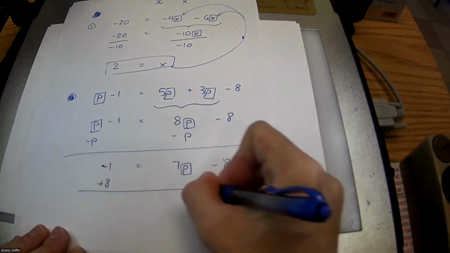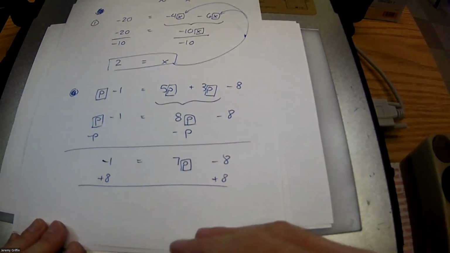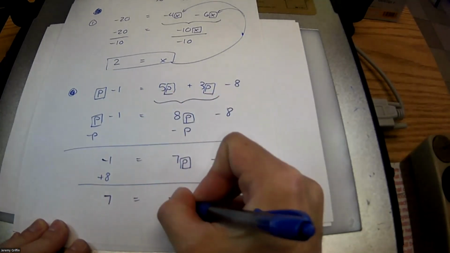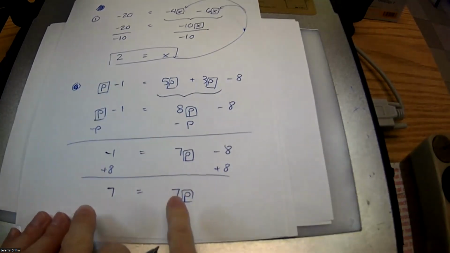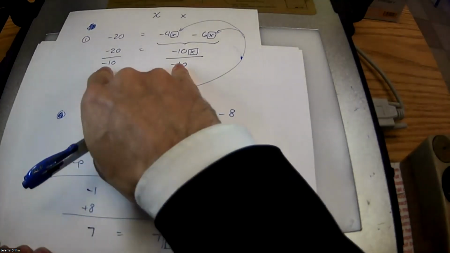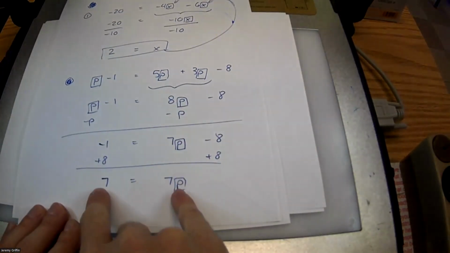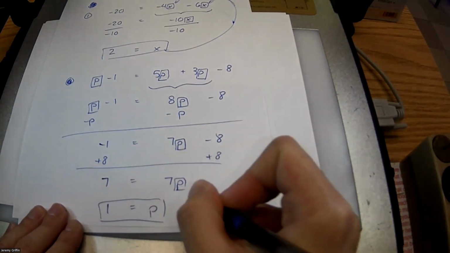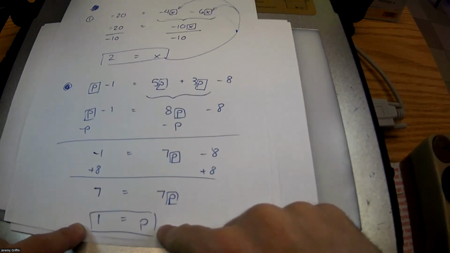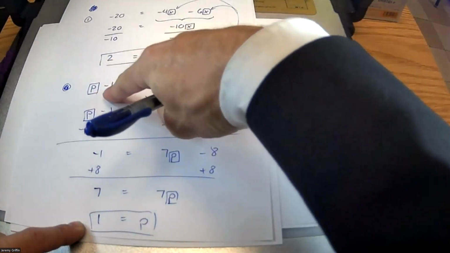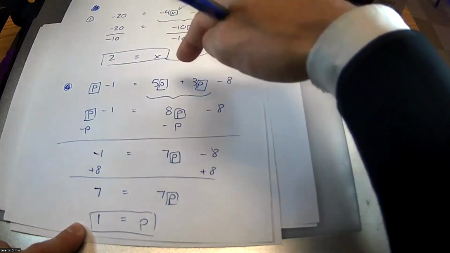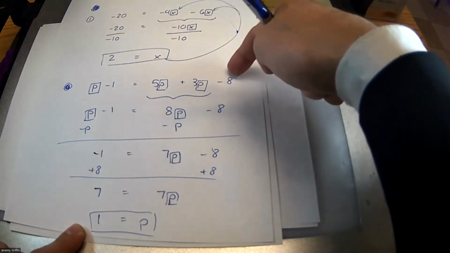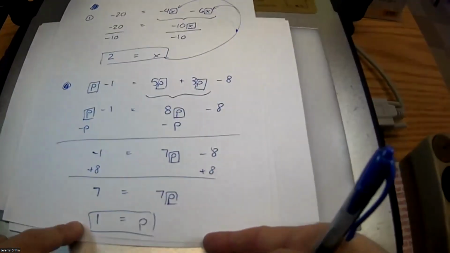Remember, as long as you do each operation to both sides, you're still balancing the equation. So that looks like 7 is equal to 7p. Divide both sides by this coefficient 7, kind of like we did up here with the negative 10. Okay, divide both sides by 7, and that's 1 is equal to p. So p must be equal to 1. Check your answer. If you plug this back into the original statement, 1 minus 1 is 0. And over here, 5 times 1 is 5, 3 times 1 is 3, 5 plus 3 is 8, minus 8 is also 0. So 0 is equal to 0, so it checks out.